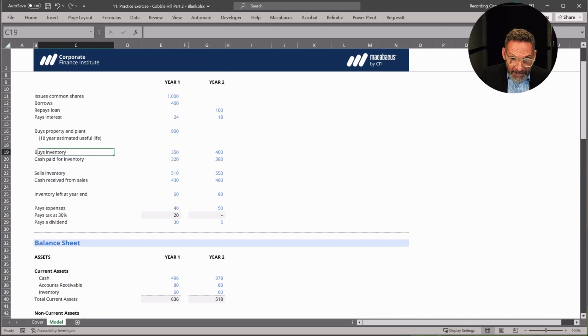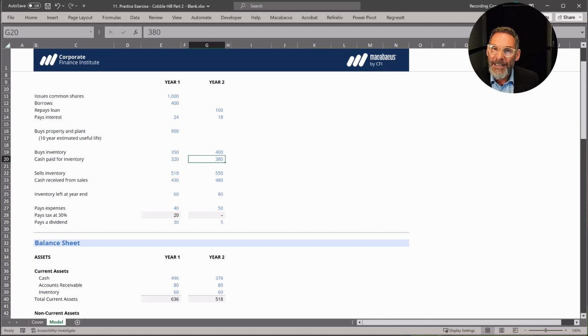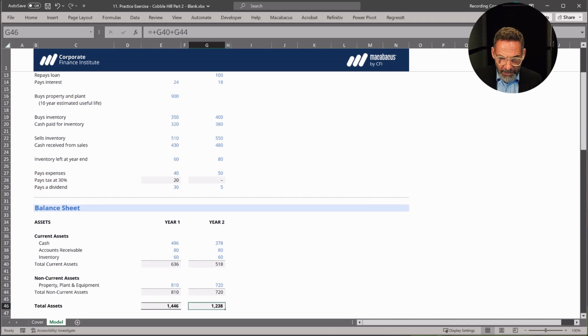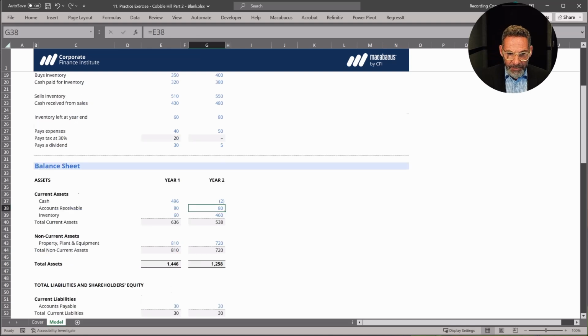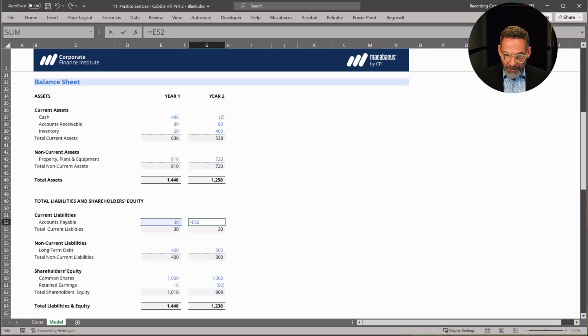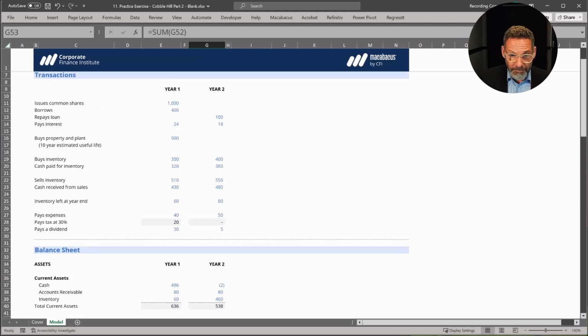Let's talk about buying inventory. We buy inventory for 400 and we pay 380, which means that we owe 20 to our suppliers or accounts payable. So let's increase the inventory by 400, reduce our cash by 380, and increase our accounts payable by 20. Good. Nothing hit the income statement here. Not yet anyway. Maybe later on, but our balance sheet still balances.